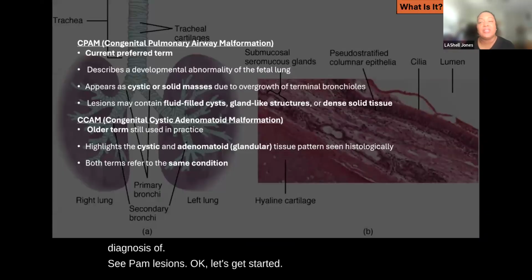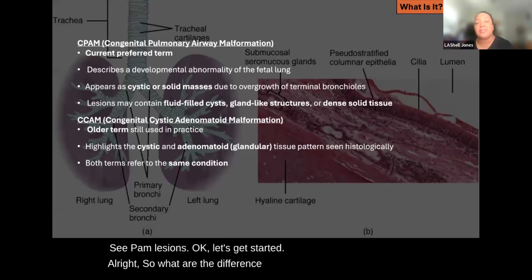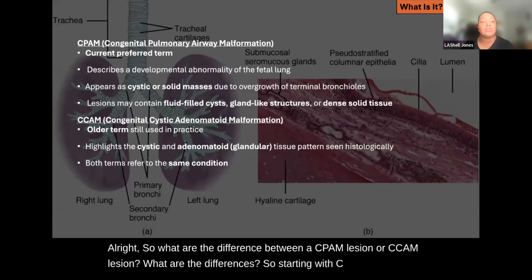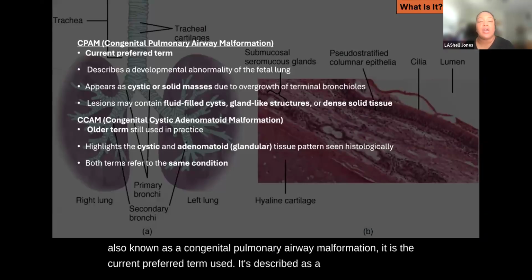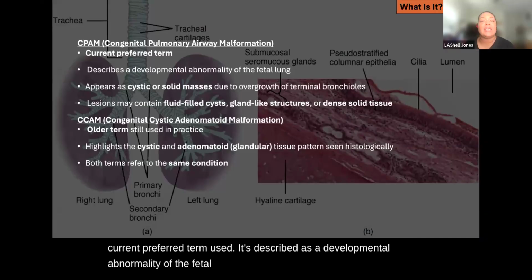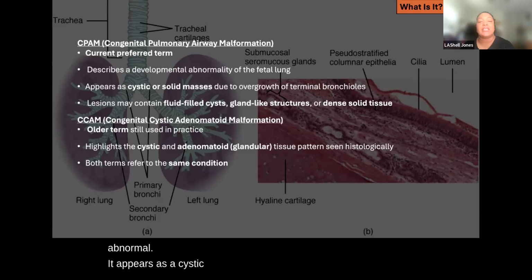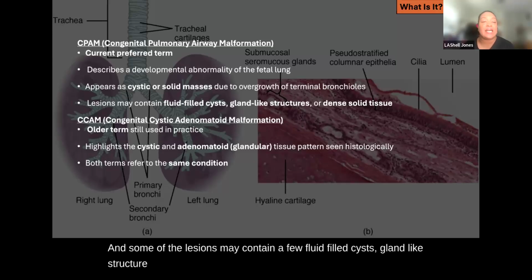What are the differences between a CPAM lesion and a CCAM lesion? Starting with CPAM, also known as congenital pulmonary airway malformation, it is the currently preferred term. It's described as a developmental abnormality of the fetal lung, so basically the lung tissue is abnormal. It appears as a cystic or solid mass due to an overgrowth of the terminal bronchioles. Some of the lesions may contain a few fluid-filled cysts, gland-like structures, or dense solid tissue.